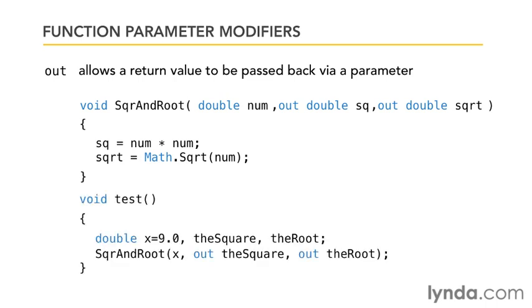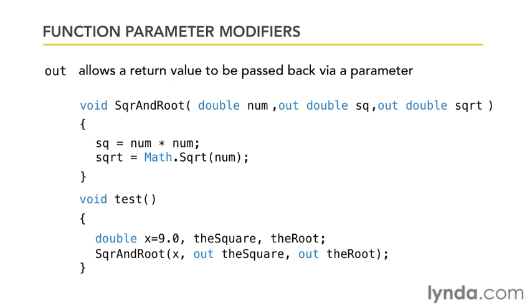When I call this from a function, say named test, and I pass in the parameters, you'll notice that I have to put the out keyword in front of the parameters that I'm passing in. So when I call square and root, I pass in the first parameter, which is x. That's the number I want to have the square and square root of. Now, when this function completes, the square and the root are going to have the values that were calculated by the square and root function. And you'll notice I don't have to actually initialize those values because they are going to be calculated for me by the function.